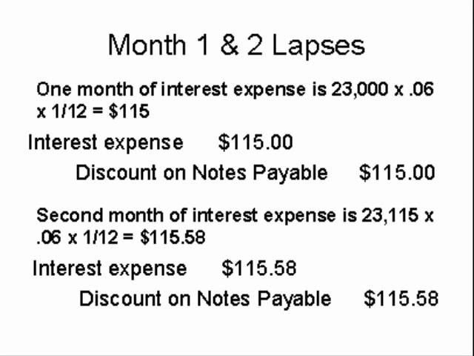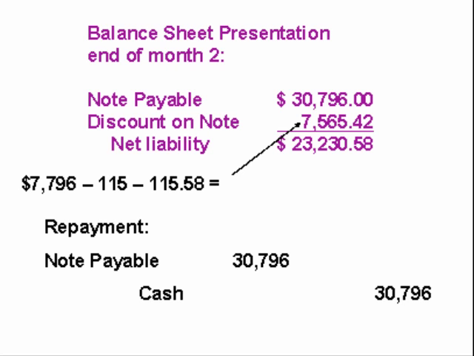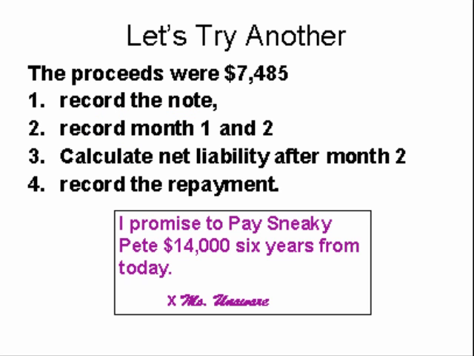Here's your interest expense, month 1 based on the 23,000, month 2 based on the 23,000 plus the month of interest that was already earned. At the end of the second month, the discount will have gone down by 2 months worth of interest, making the net liability grow a bit.